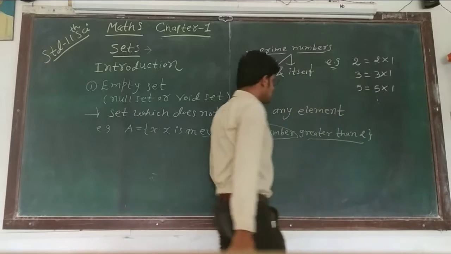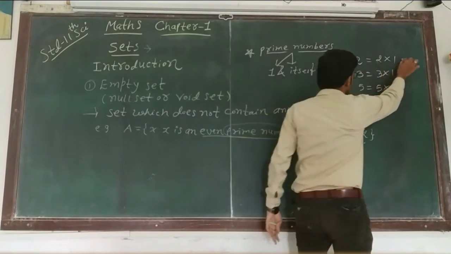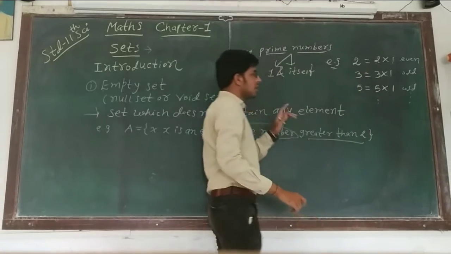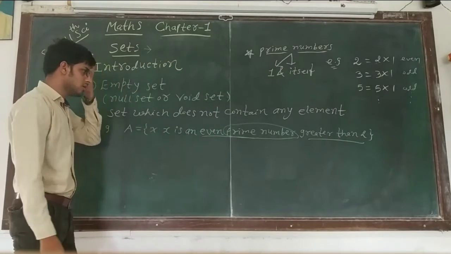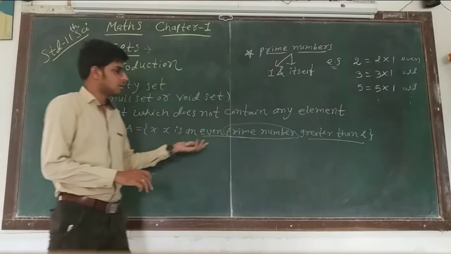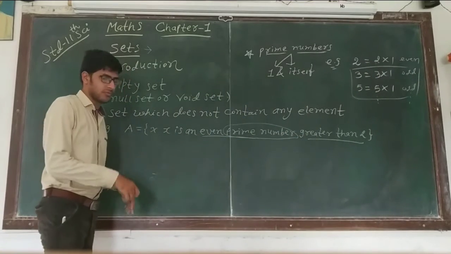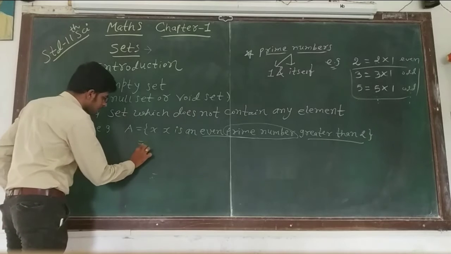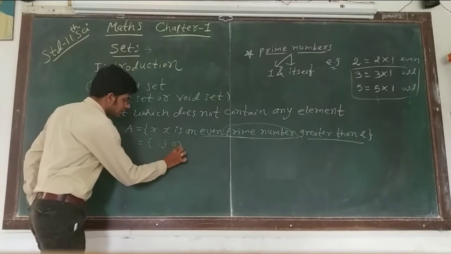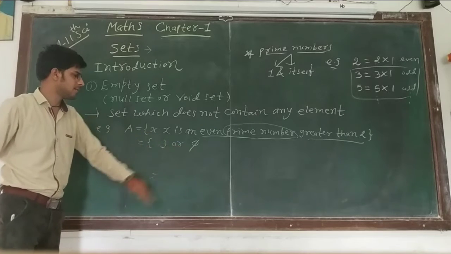So we have to write down even prime numbers greater than 2. So here we have to check: 2 is even, 3 odd, 5 odd, and so on. So only 2 is even. But here the condition is greater than 2. So there are no elements, no prime numbers greater than 2 that are even. So the answer is null set. Its symbol is phi. It is also known as empty set.